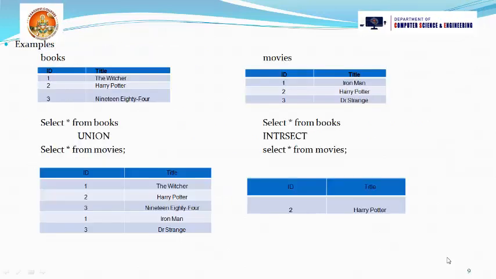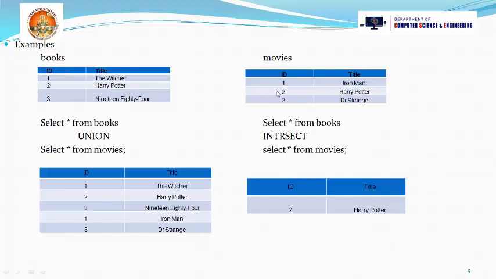Now we will discuss union and intersect operations using an example. Here we have two tables, books and movies. To perform union and intersect operations, the two relations must be union compatible, and two relations are said to be union compatible if they satisfy two conditions. The first condition is they must have an equal number of columns, and the second condition is the data types of the columns from left to right must be the same.